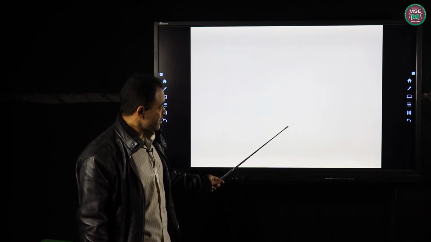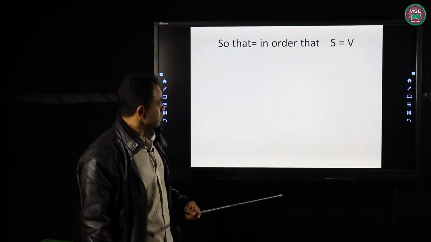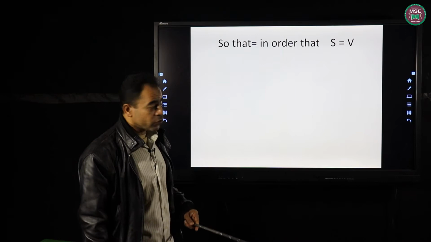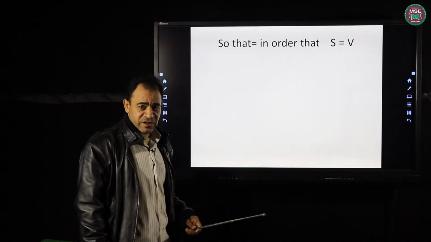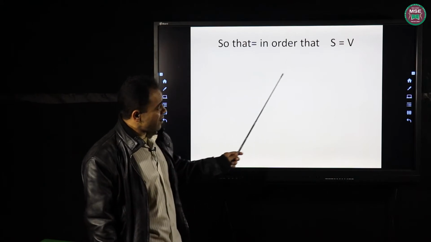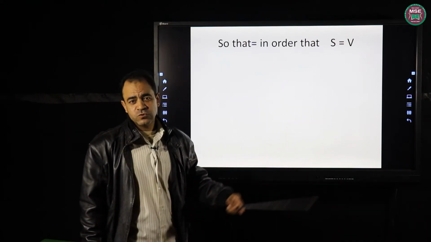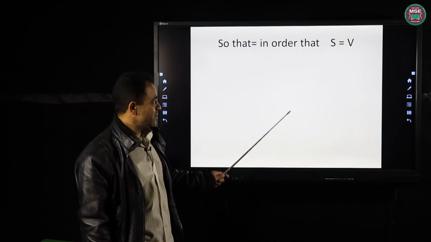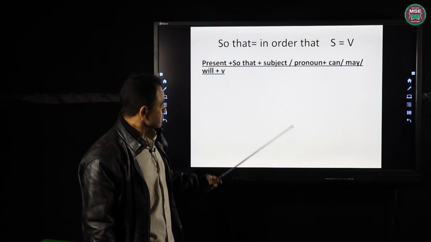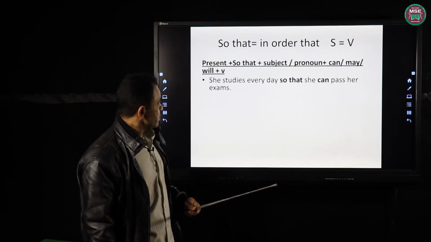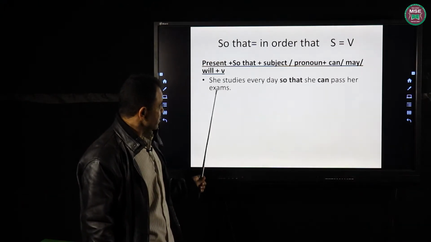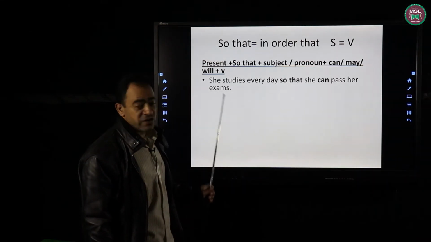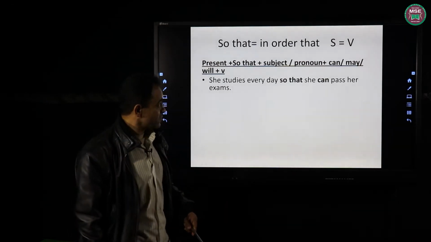Very good. Let's have a look here at the second group. We have so that or in order that. I think from your experience, you understand that whenever we have that, after that we need a subject and verb, right? Yes. But here, take care. We can use it in the present. Okay, if I have the first sentence here present, she studies every day. So studies here is present, not past, okay?